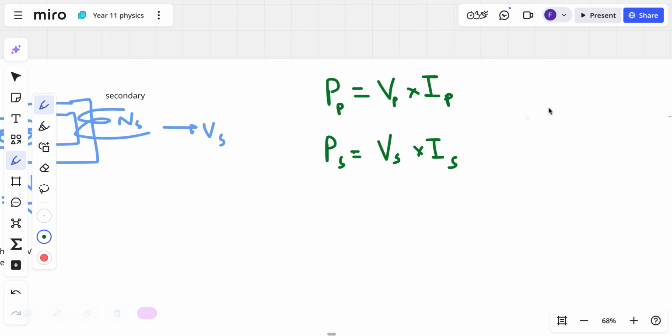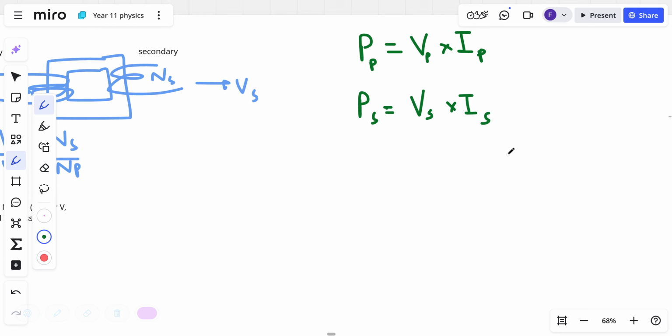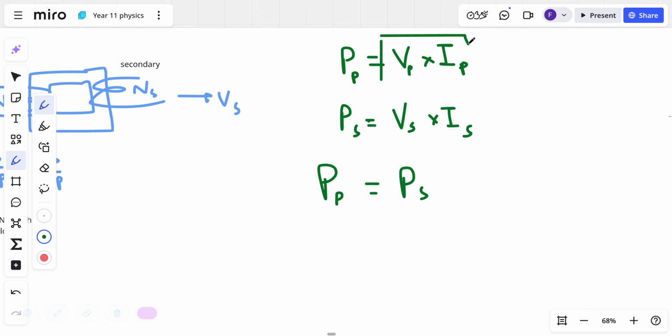Now here comes a tricky bit, and this is understanding what I'm saying. The power going in your primary is the same as power going in your secondary. In primary schools, they tell you that equals means the same as. You get used to saying equals. So power in primary is the same as voltage in primary times current in primary. Voltage in secondary times current in secondary is the same as power in secondary.